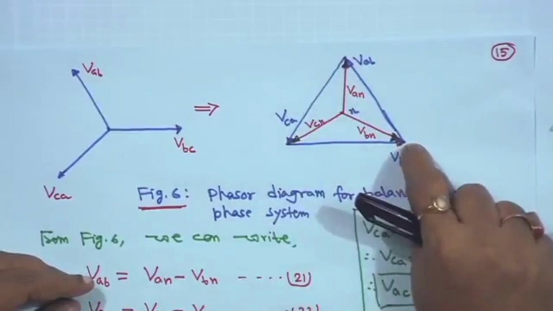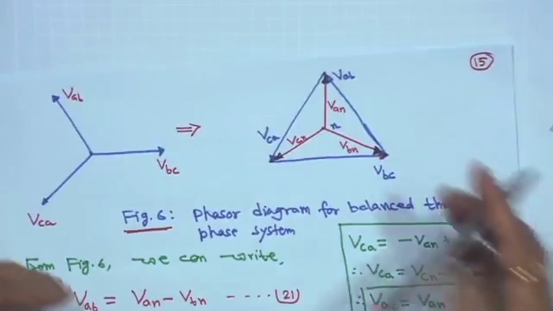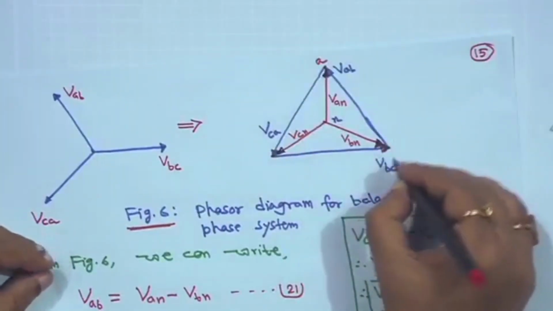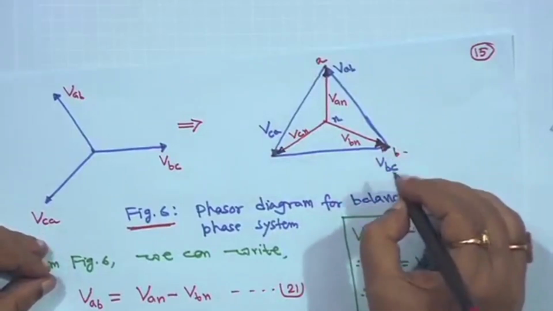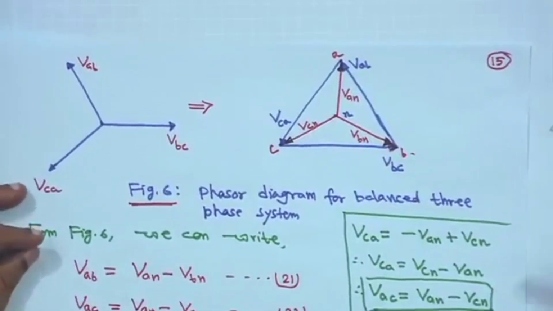So, this tip will be b, and this is V_ca. This tip will be c. That means, for your understanding, this will actually be a, and this is V_bc. So, this is b, and this is V_ca, this is c. And this is the neutral.